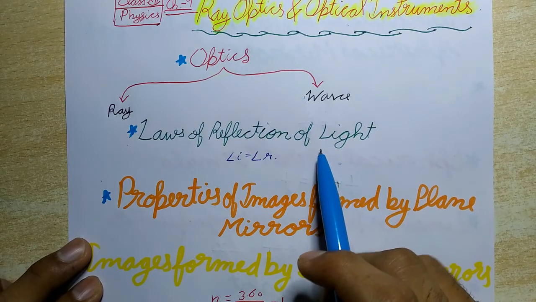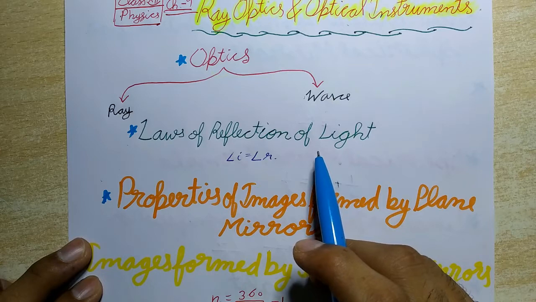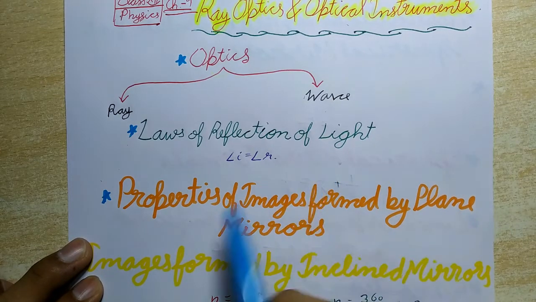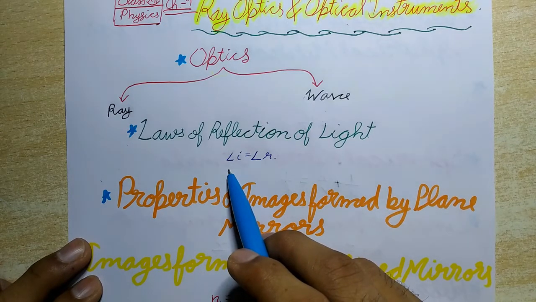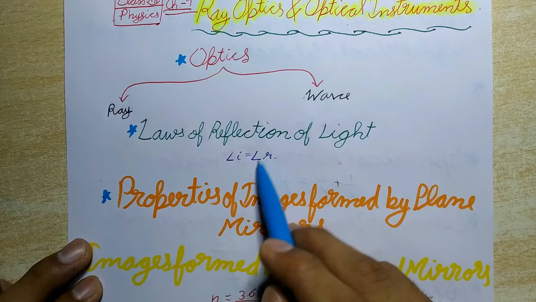Now, laws of reflection of light. First law: the incident ray, the reflected ray, and the normal at the point of incidence all lie in the same plane. Second, the angle of incidence i is equal to the angle of reflection r. Angle i equals angle r.